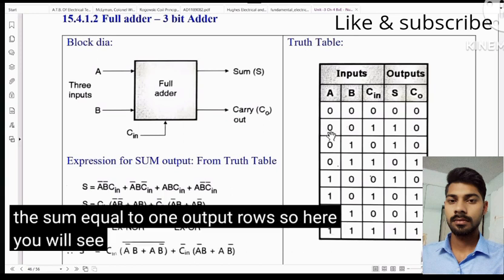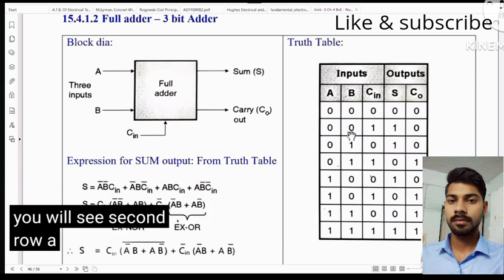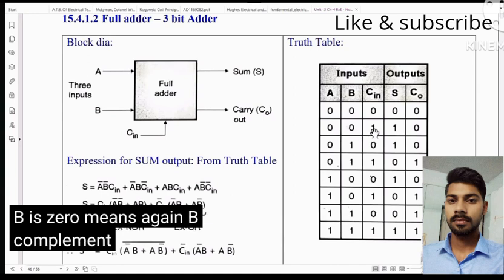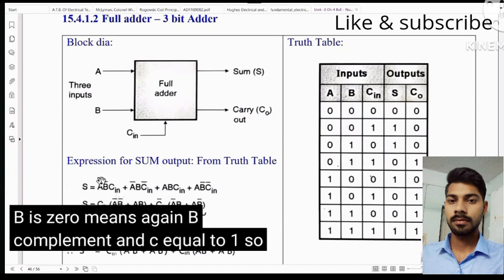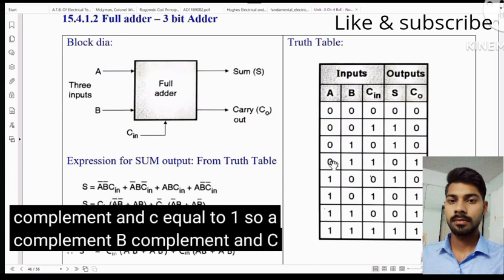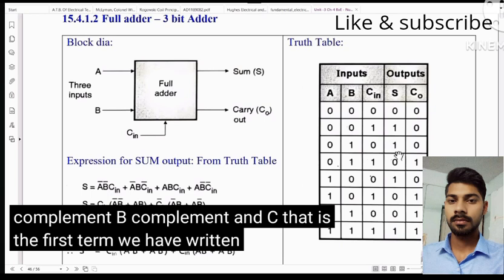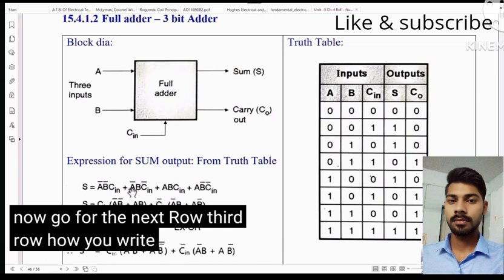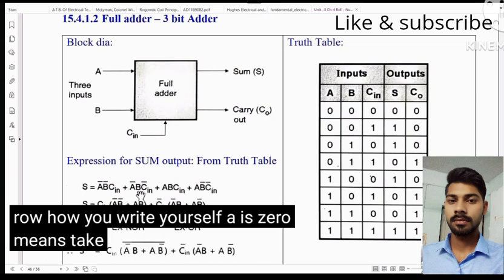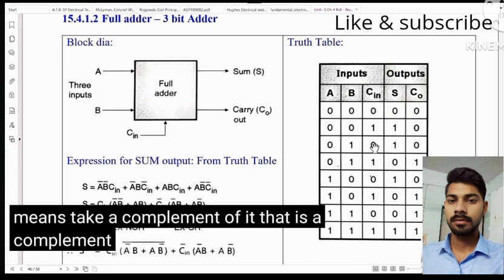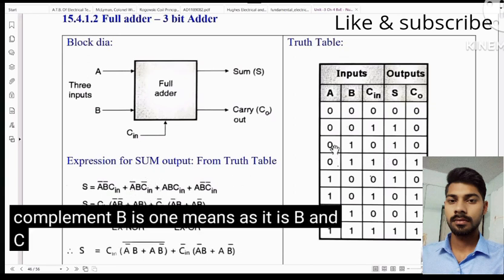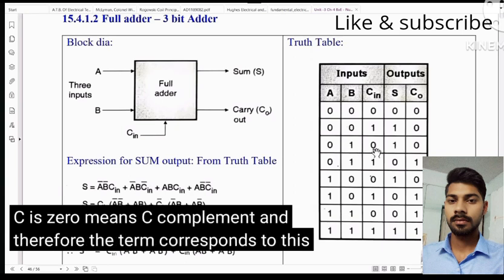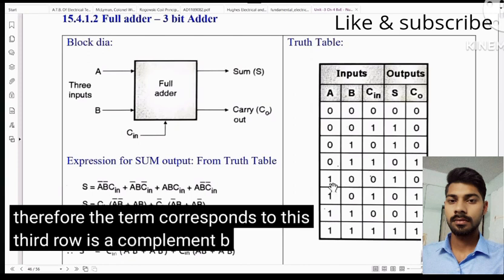So here you will see the second row. A is 0 means we take A complement, B is 0 means again B complement and C equal to 1. So A complement, B complement and C. That is the first term we have to read. Now go for the next row, third row. Now you write yourself. A is 0 means take a complement of it, that is A complement. B is 1 means as it is B. And C is 0 means C complement. And therefore the term corresponding to this third row is A complement, B, C complement.